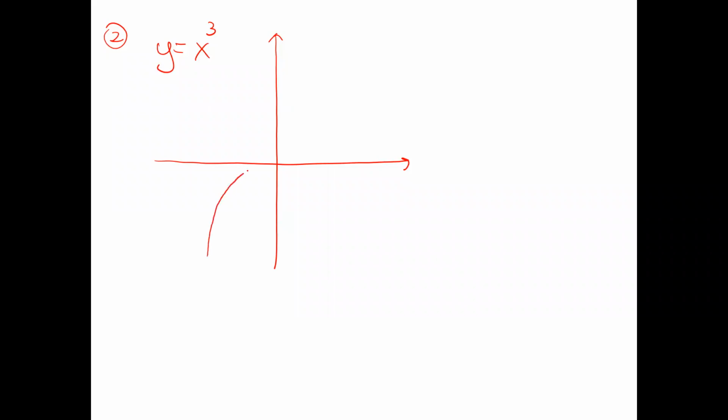Now, graph number 2. Graph number 2 will be another power function, y equals x cubed. X cubed will take all of the values, positive and negative, because when we cube a positive number, we get a positive output. When we cube negative numbers, we get a negative output. x and y, and this is the graph.